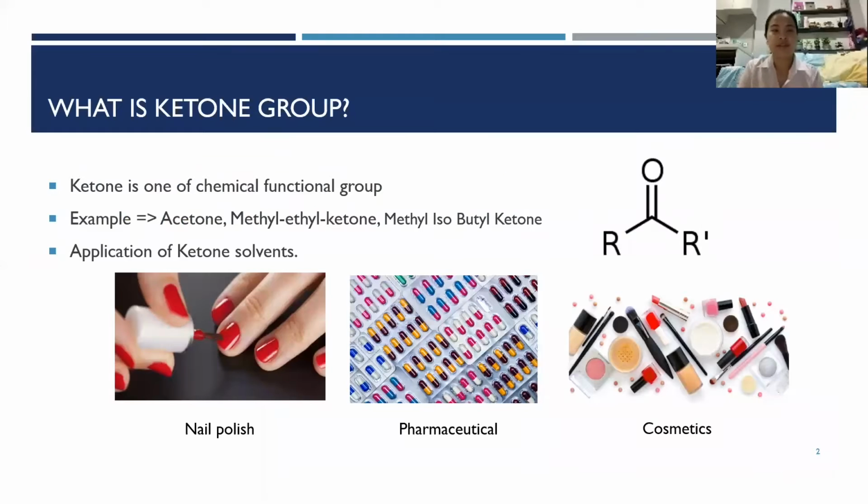So first, what is ketone group? Ketone is one chemical functional group that has a structure that looks like this. Examples of ketone group solvents are acetone, methyl ethyl ketone or MEK, and methyl isobutyl ketone. Ketone solvents have been used in many applications such as nail polish, pharmaceutical, and cosmetic.